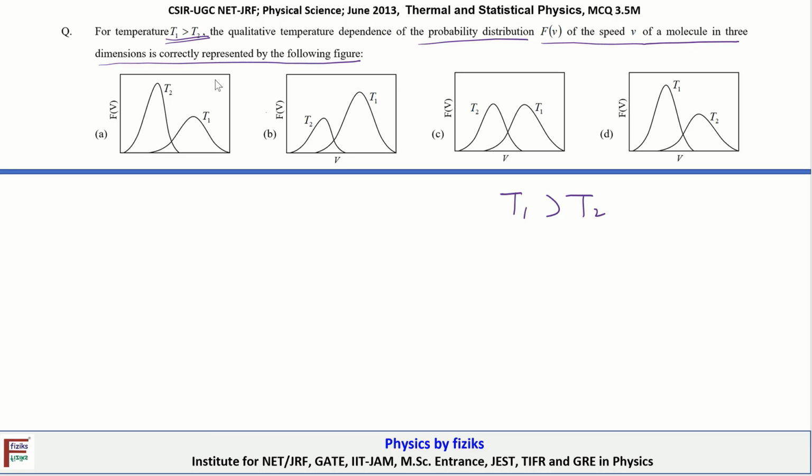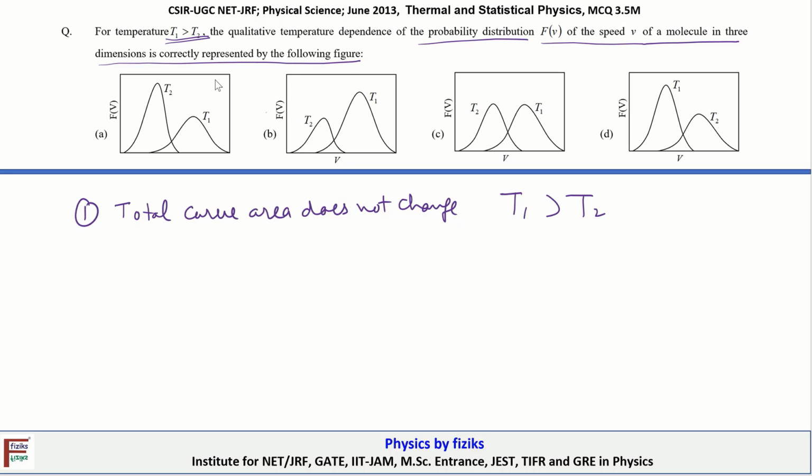So this question is basically from the Maxwell Boltzmann speed distribution, and while answering this question, the following two important points must be kept in your mind. The first point is that when temperature is changed, the total curve area, which represents the total number of gas molecules in the system, does not change. That's the first point.